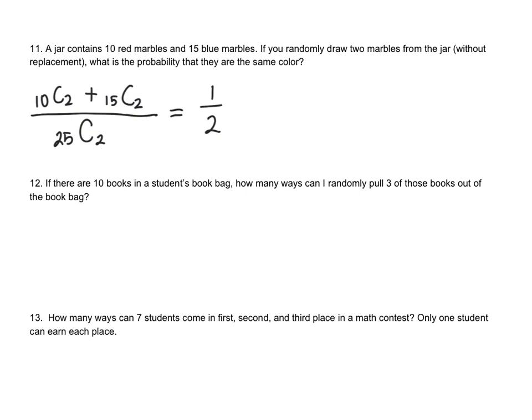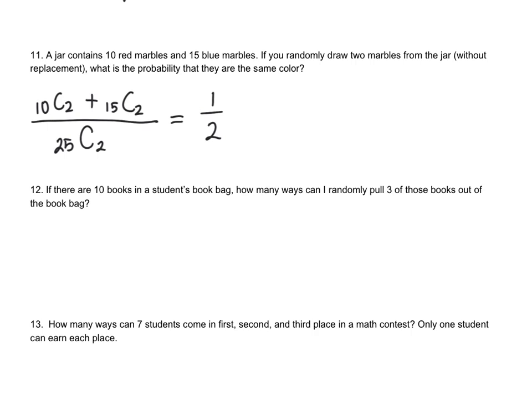So our next problem says, if there are 10 books in a student's book bag, how many ways can I randomly pull 3 of those books out of the book bag? So that's going to be 10 choose 3, because the order doesn't matter here. So in the calculator, if you use your combinations, 10 choose 3, there are 120 different possibilities.